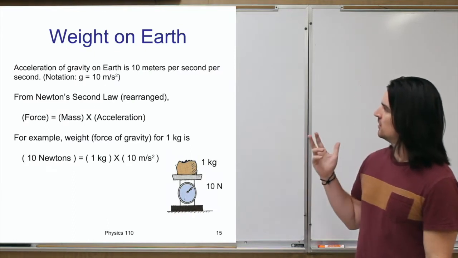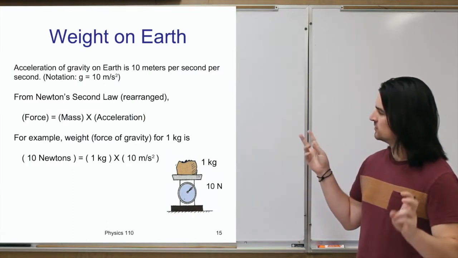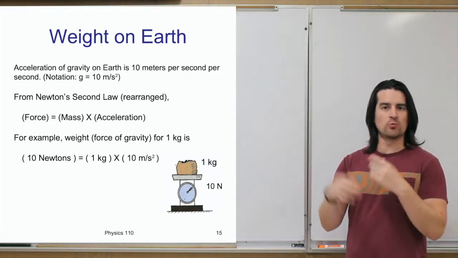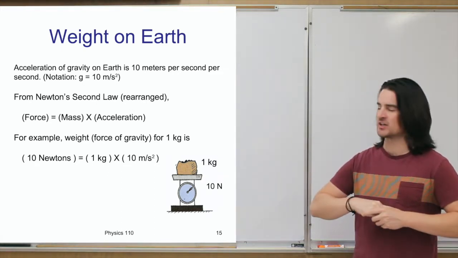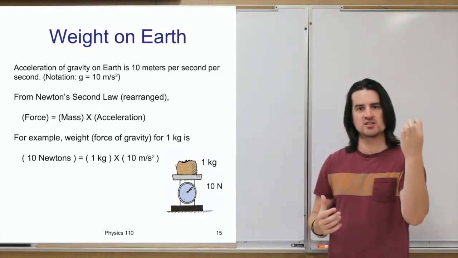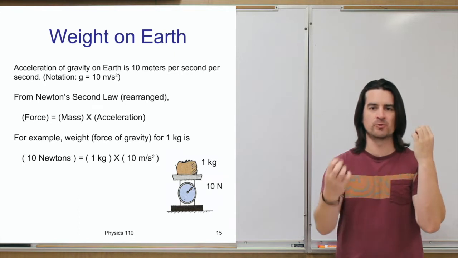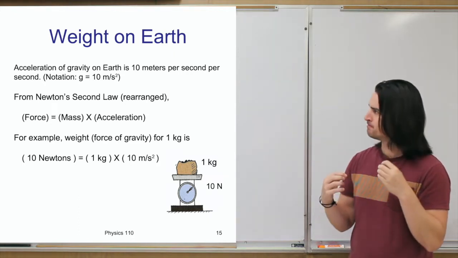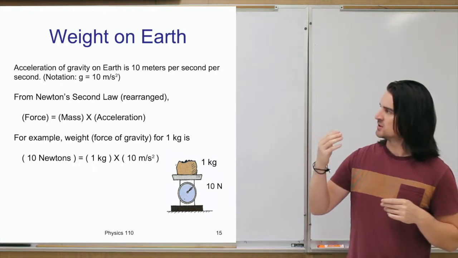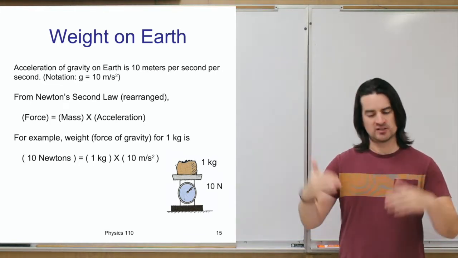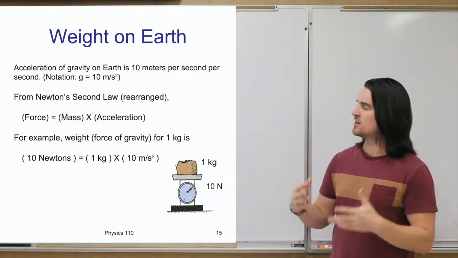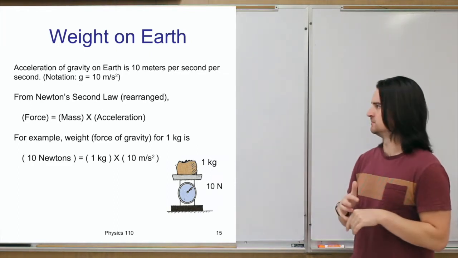So let's do a little calculation here, having to do with the weight of objects. Like I said, weight is different than mass because weight combines how much mass an object has along with the force of gravity that's acting on that object. So, like I told you before, the acceleration of Earth's gravity, at least near the surface, is just about 10 meters per second per second.